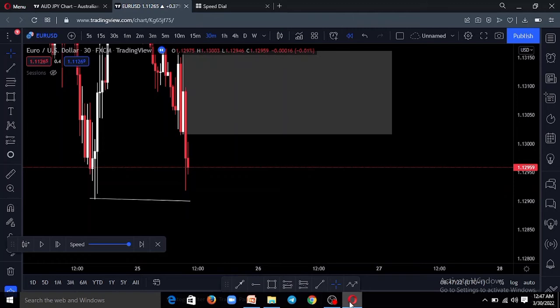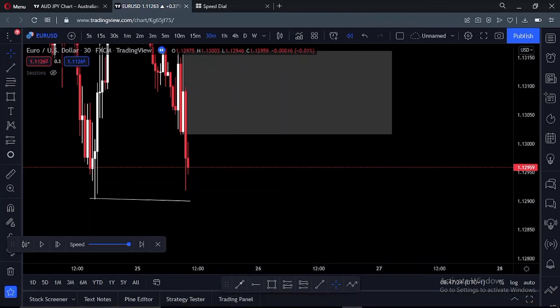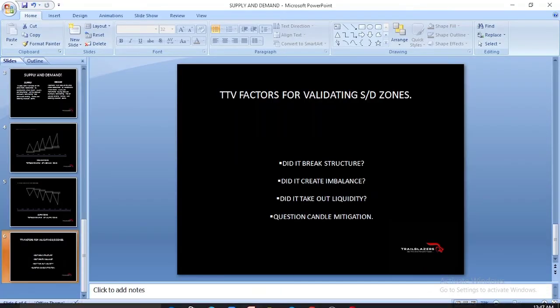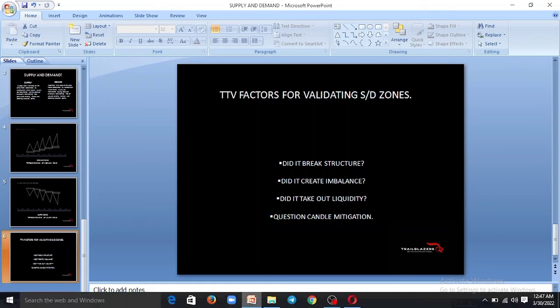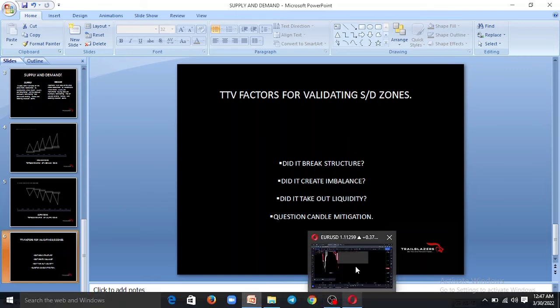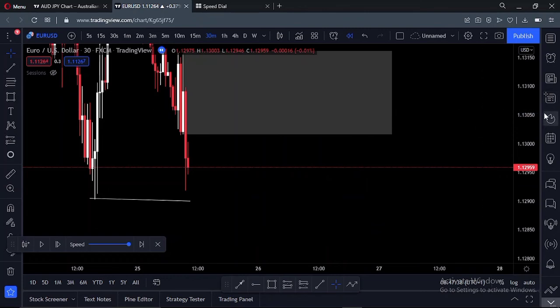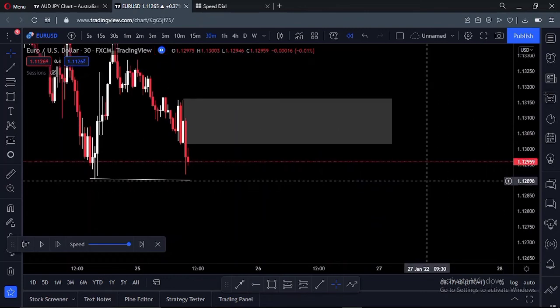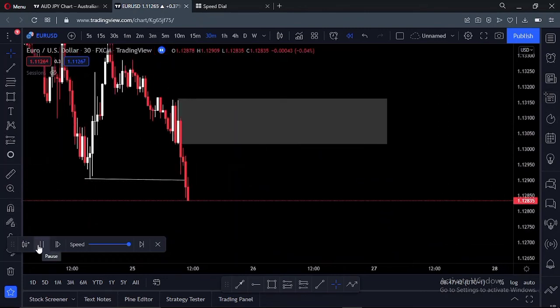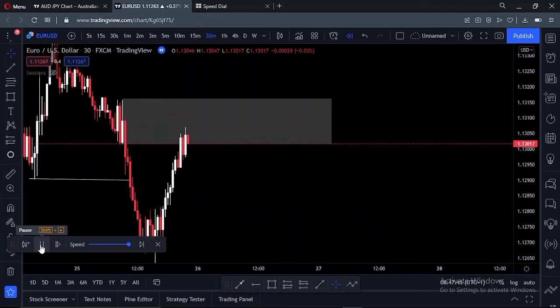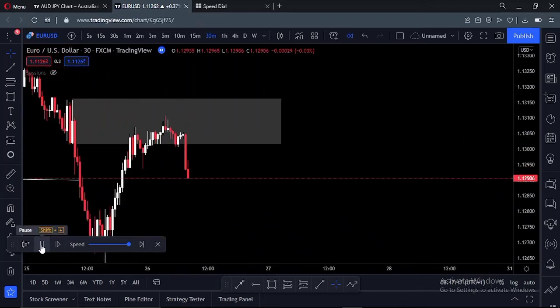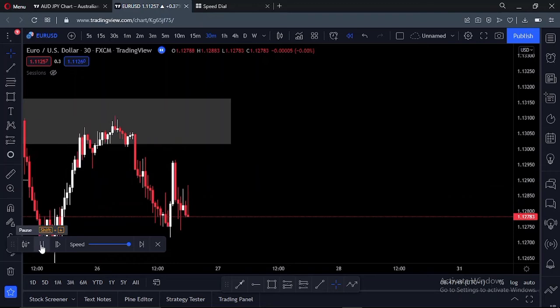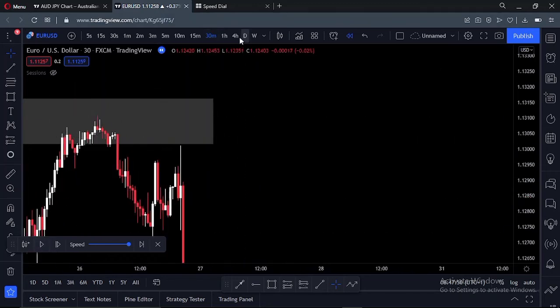So now you see, if you refer back to the factors for validating a supply or demand zone: it broke structure, created imbalance, didn't take out liquidity, question your candle mitigation. The candle wasn't mitigated. So that was a valid supply zone that whoever saw that would have traded off it. So that is supply or demand zones.